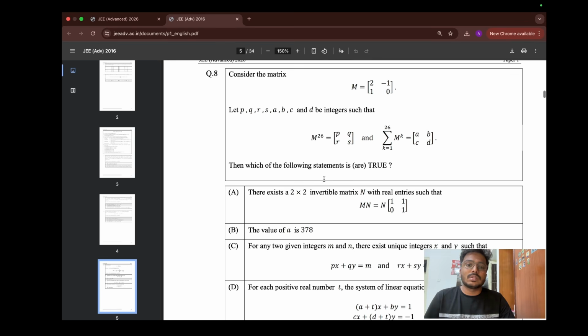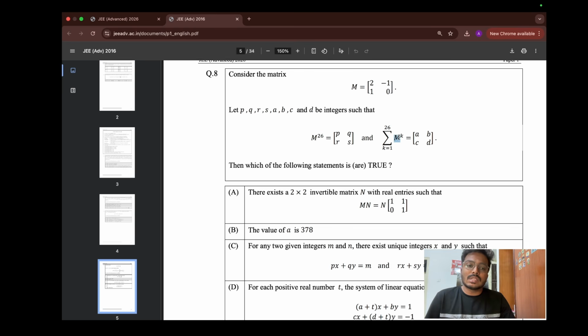Next question. There is a matrix M given and you have to find M to the power 26. How do you find M to the power 26? You can find M square, M cube, M power 4, and derive a pattern from those matrices. Or you can find the characteristic equation of this particular two-dimensional matrix, and using the Cayley-Hamilton theorem you can find the value of M to the power 26.